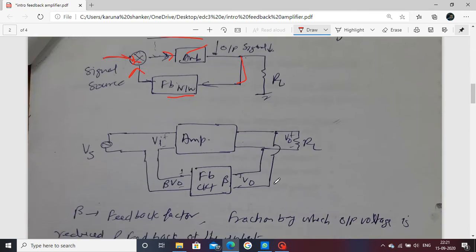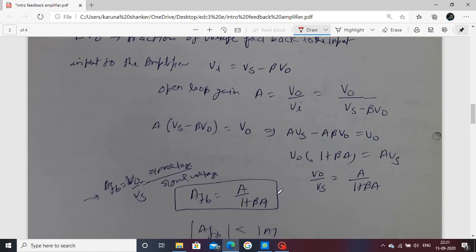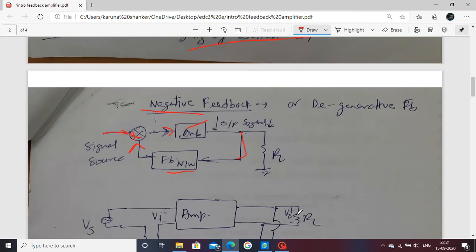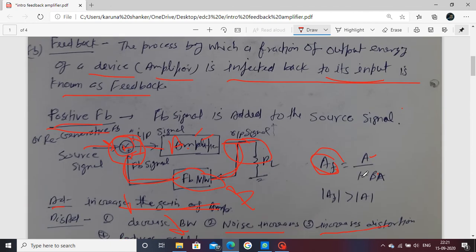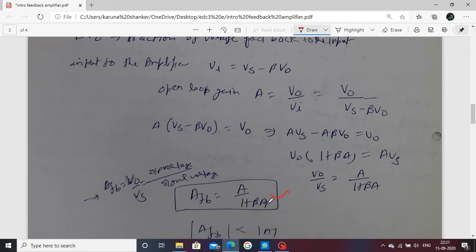This is the relation you use here, from the derivation: the feedback gain of the amplifier A_FB is equal to A upon 1 plus beta A. The difference you see in the equations: here it is 1 minus beta A, and here it is 1 plus beta A.